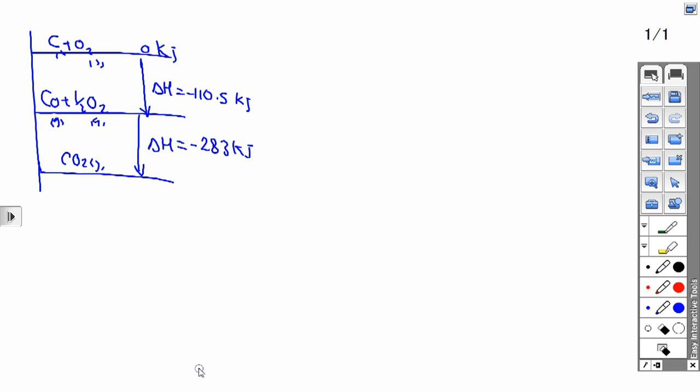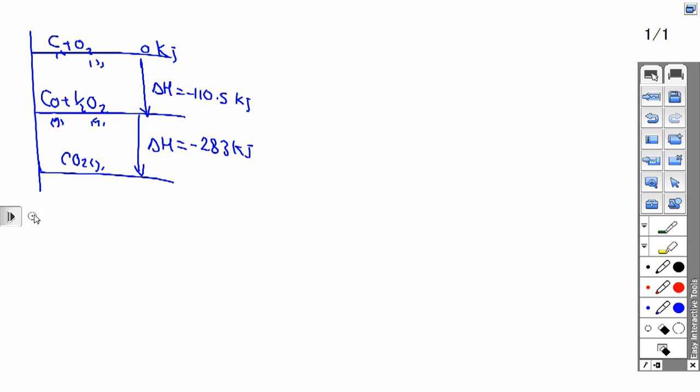If the question is to find the value of delta H, the enthalpy change, if CO reacts with half O2 to produce CO2, we can get it directly from the equation, equal negative 283. If the question is find delta H if CO2 produces CO plus half O2, then delta H will be the same number but with opposite sign. The same for this one. Okay?